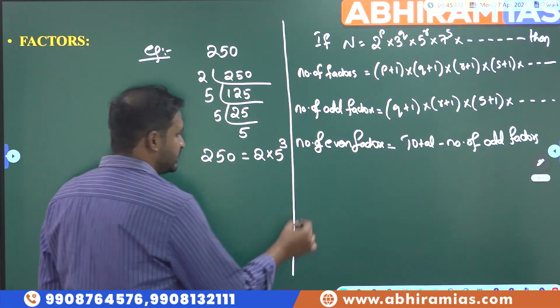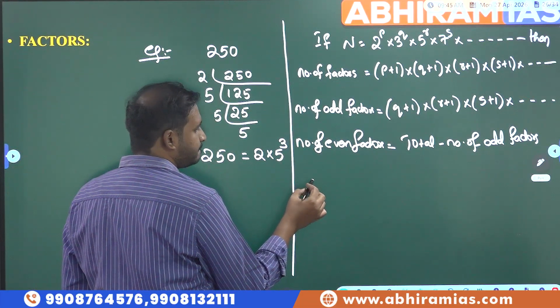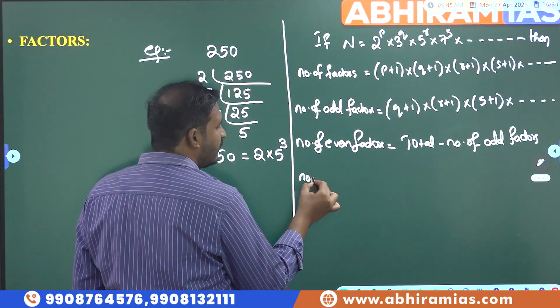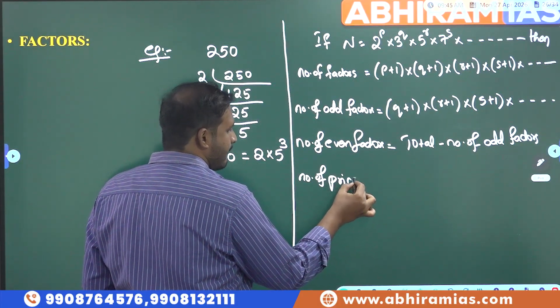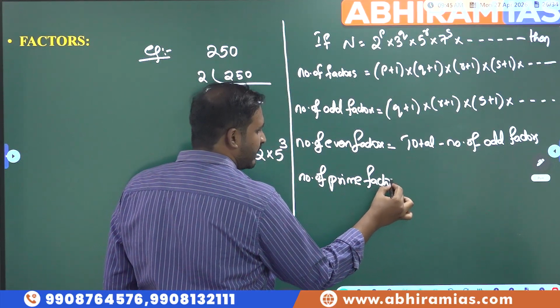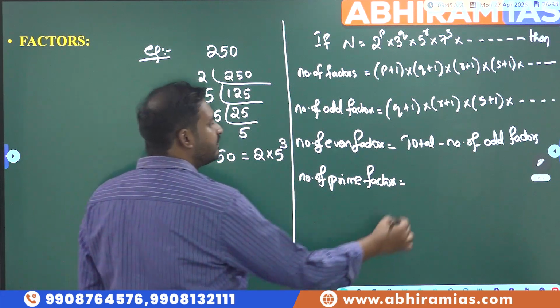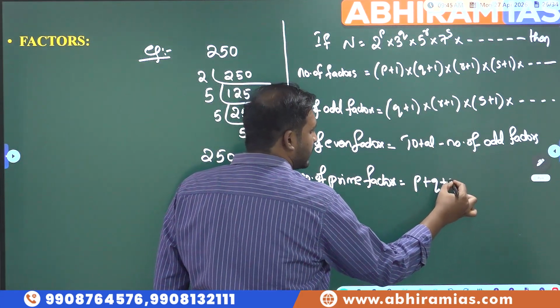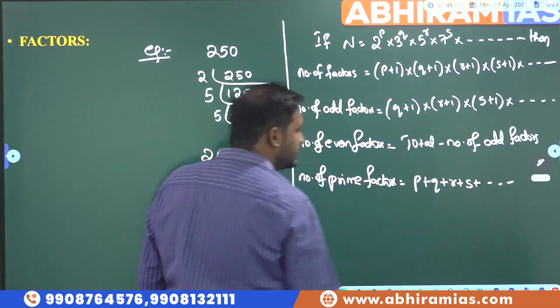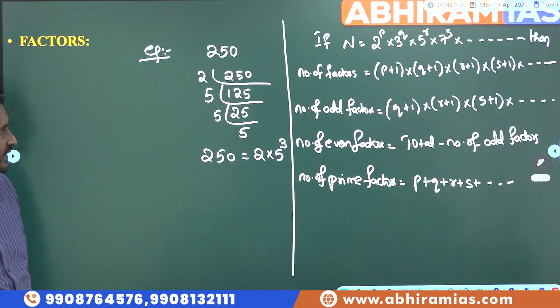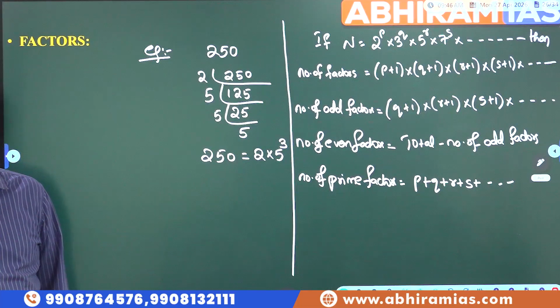Okay. Next, number of prime factors. The number of prime factors is equal to simply adding the powers: p plus q plus r plus s and so on. Okay, these are the formulas to find the number of factors, number of even factors, number of odd factors and number of prime factors.